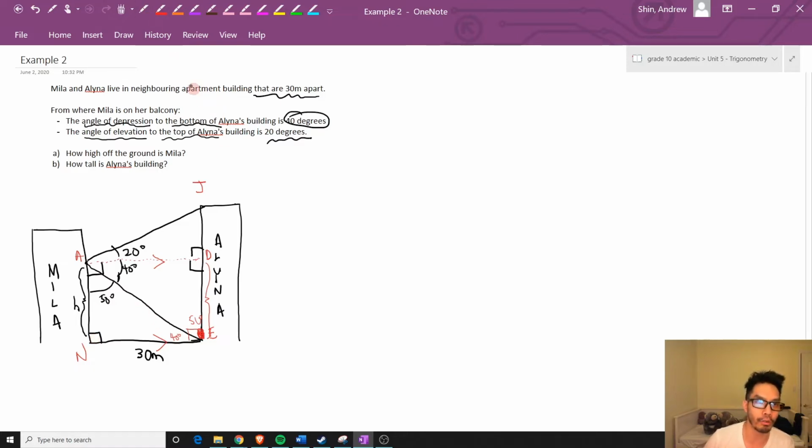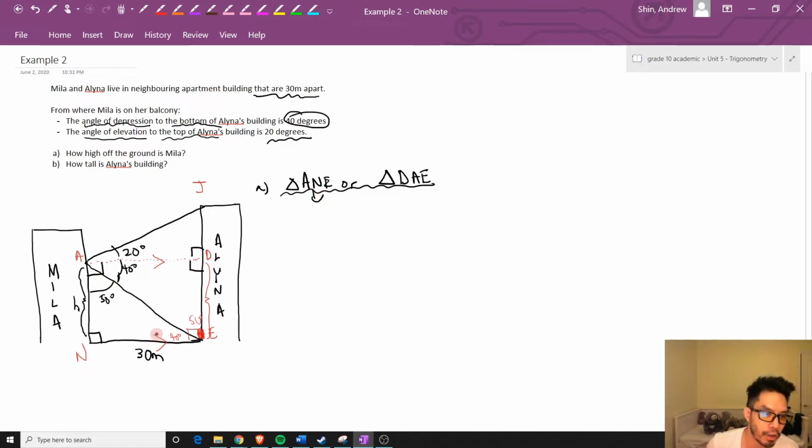So what's important to realize is that you have multiple options here. You can work either with triangle ANE or triangle DAE. And both of them will give you the same answer in terms of giving you the height, which matches the height of Mila over there. So to answer part A, you can work with either one of those. Okay, so I'm going to work with ANE.